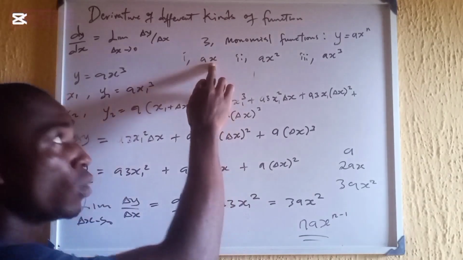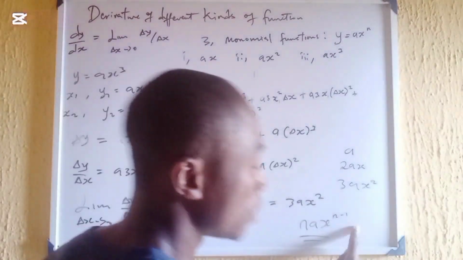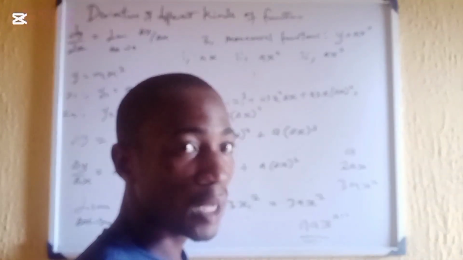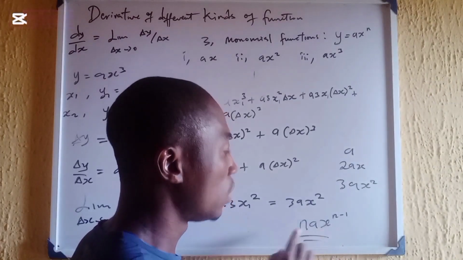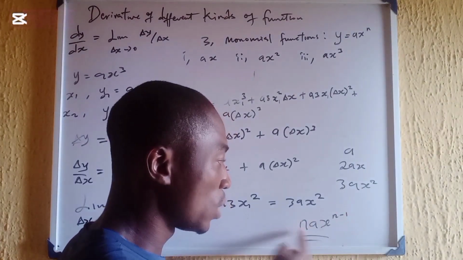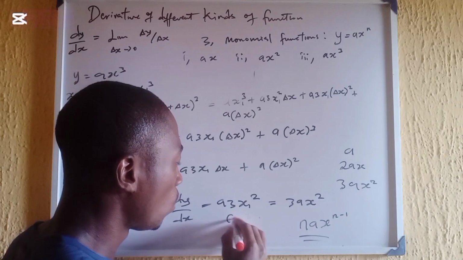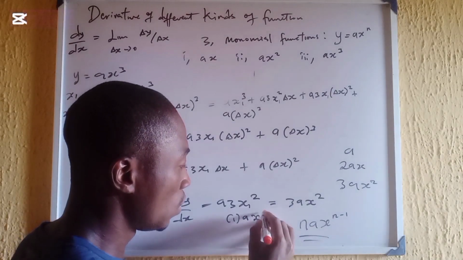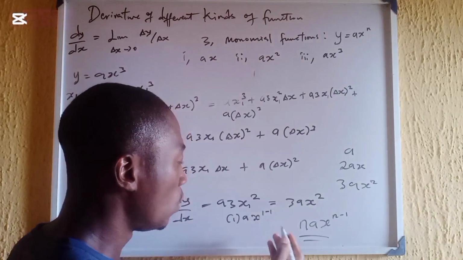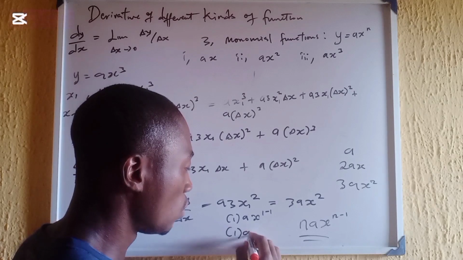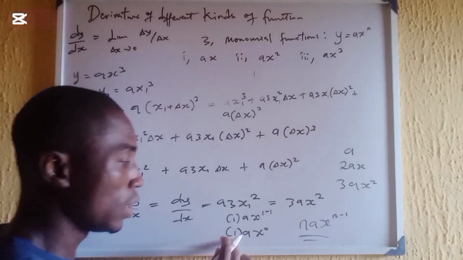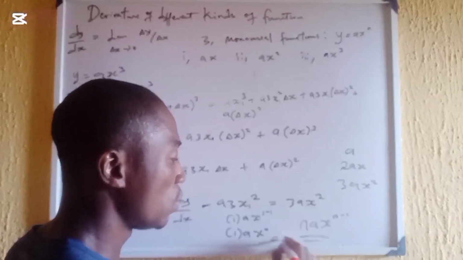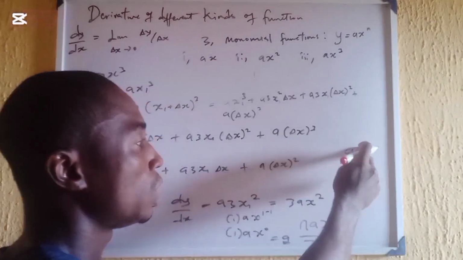So in this case, n was 1, 1 minus 1, 0. A number to the power 0, that's your laws of indices, will give you 1. Then here we are having that 1 multiplying. So we're having 1 into a into x to the power 1 minus 1, which is the same thing as 1 into a into x to the power what? 0. This is 1, this is 1. A times 1 still gives you what? A. So that's how we got this.